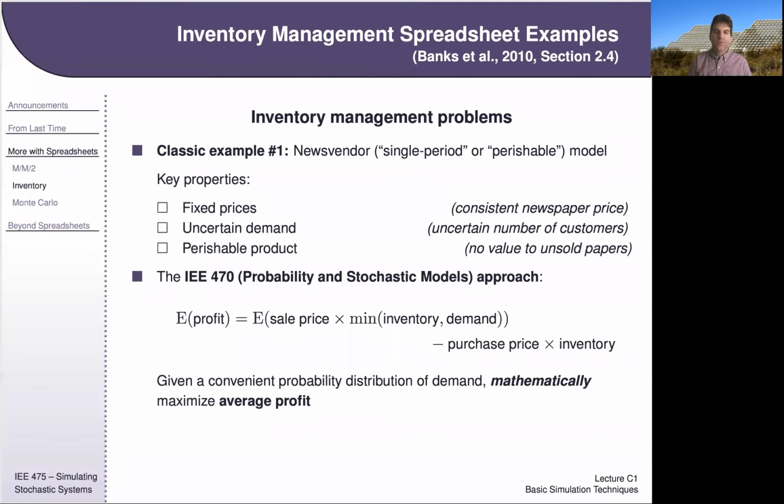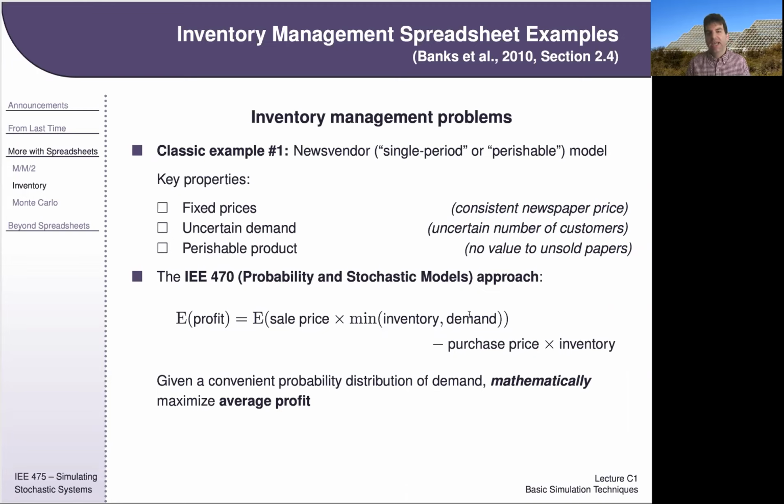And so the way we might approach this from a 470 approach, if you take IE 470, then you might say, well, let's maximize the expected profit. And so the expected profit, the mean profit, the average profit, is going to be the expected sale price times the minimum of the inventory or the demand for each day.